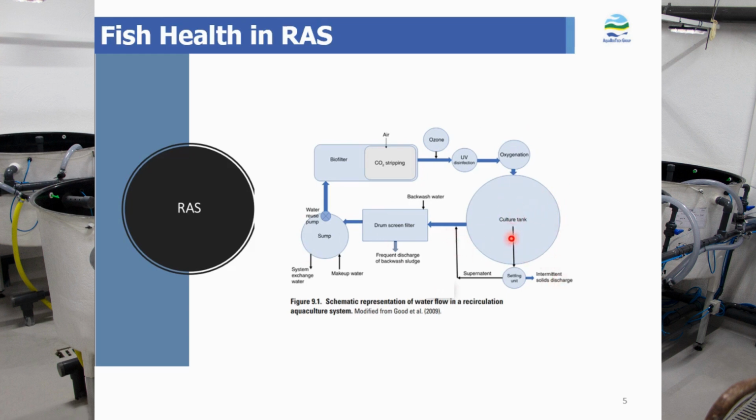Fish in the culture tank are releasing ammonia through the gills, the feces, the urine. So how does the system get rid of this ammonia that in high concentrations will become toxic for the fish? In the following slides, I will show you some RAS example facilities, and also I will explain a little bit of the relationship between the biofilter and ammonia cleaning.